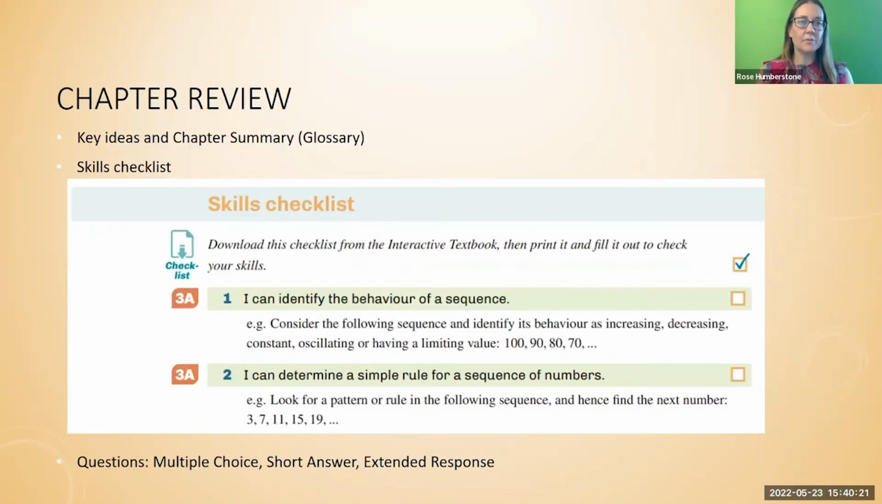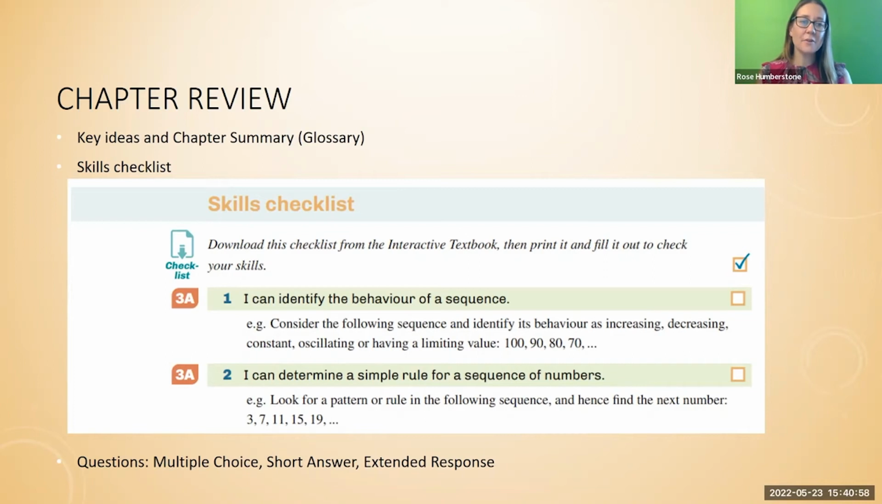Lastly, in our chapter review, we have our key ideas and chapter summary, or our glossary, like we've always had. But then we've introduced a new thing called a skills checklist. The skills checklist, which can also be downloaded from the interactive textbook and printed out, can be useful for students as they revise the section and chapter. So we can see that there's a list of key skills, and these key skills match up with the learning intentions from each section throughout the textbook.